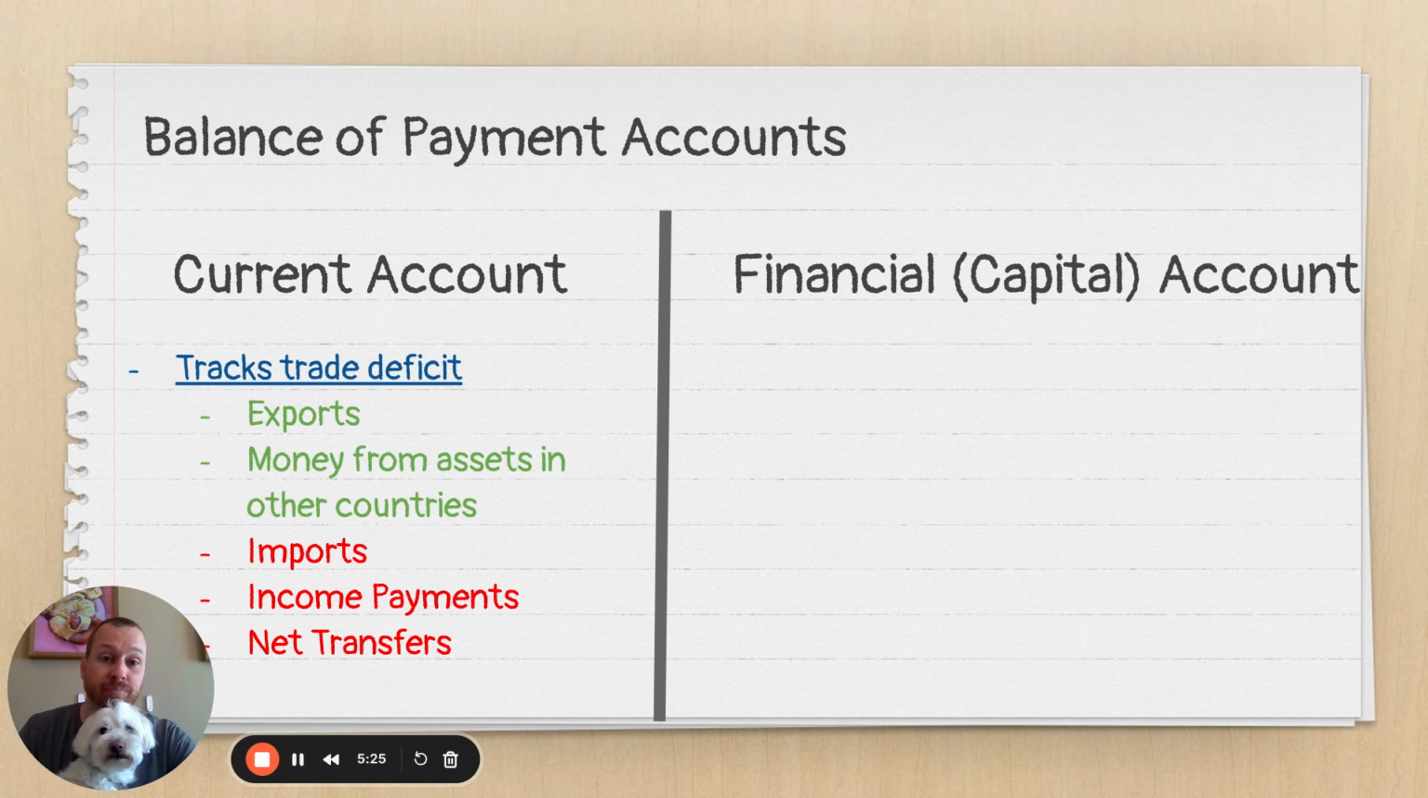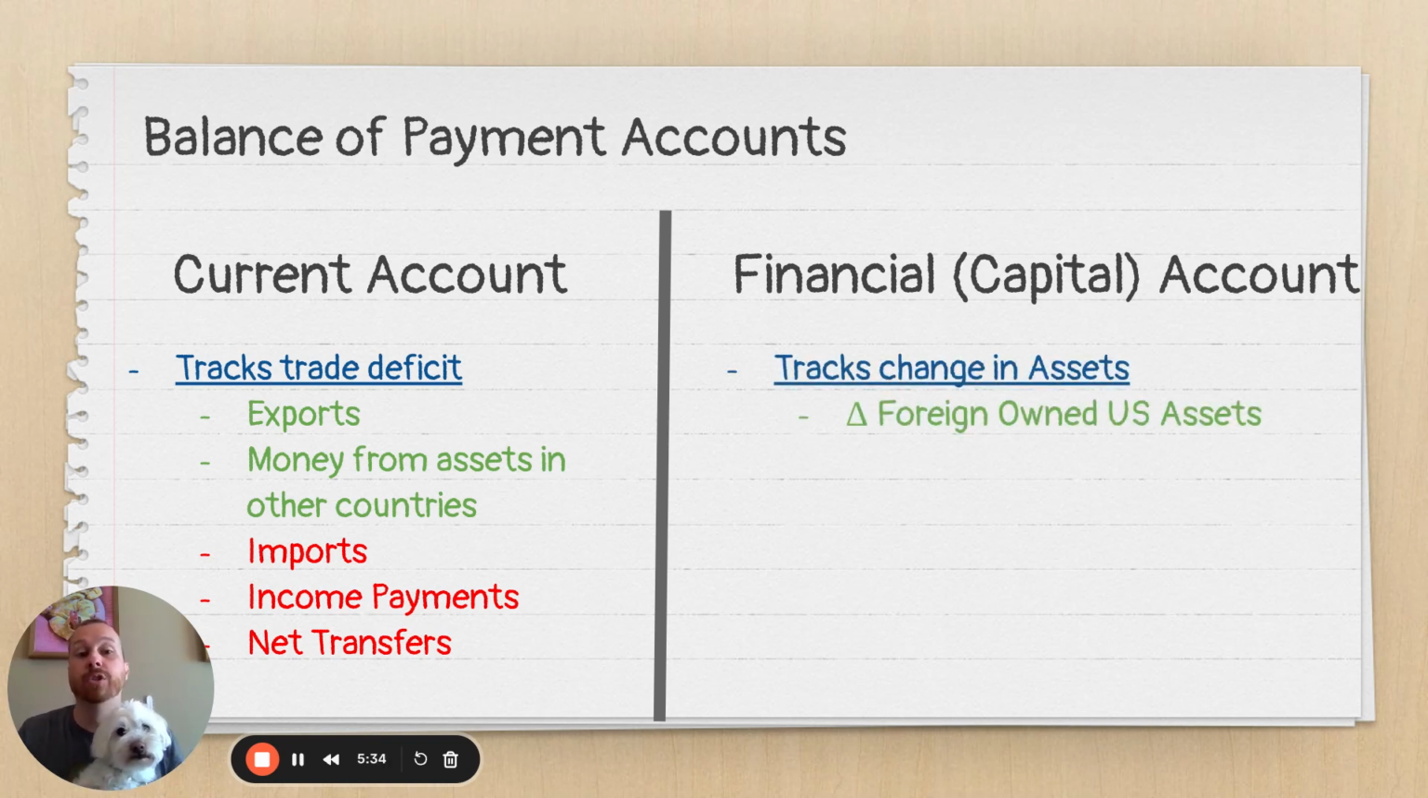The other side is the financial account, or sometimes called the capital account. This is financial assets. This is other countries buying our stuff and us buying their stuff, but it's not goods and services, it's financial assets. So, again, the green would be us getting money. They would buy our bonds, right? Someone in China would buy our treasury bonds that the government gives out. That's us getting money and them owning the assets.